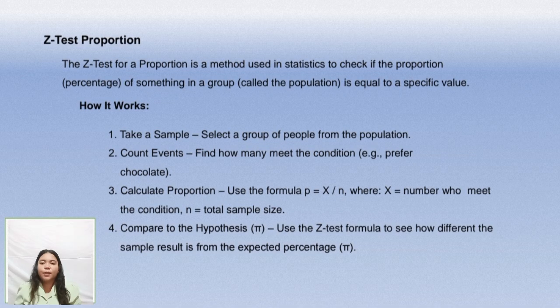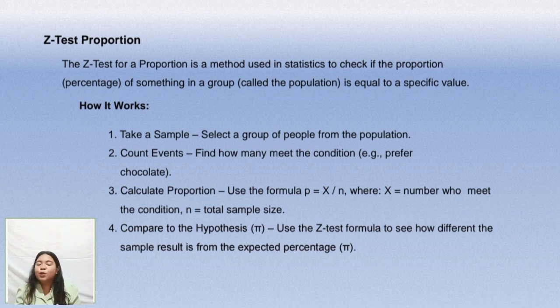So the next topic is the z-test of hypothesis for the proportion. The z-test for a proportion is used when you want to test a hypothesis about a proportion or percentage of something in a population. Suppose you want to know if the proportion of something, like people who prefer a certain product in a population, is a specific value called the hypothesized proportion.